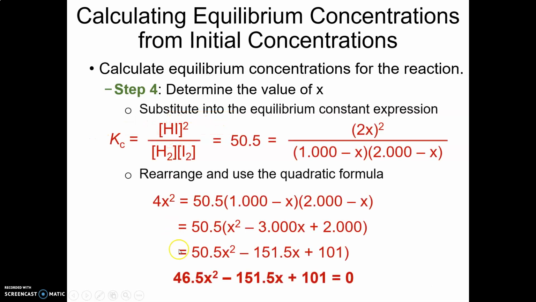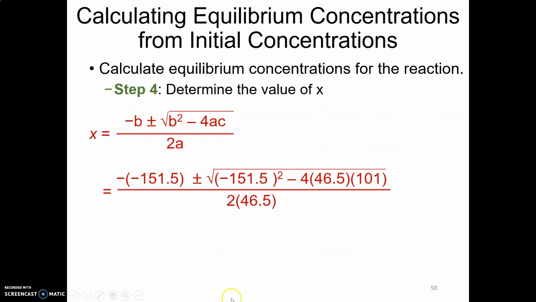And if we go back to this equation, remember a is the number associated with x squared, so a is 46.5. B is the number associated with the x, so negative 151.5. And C is just the number, so positive 101. So the next thing you would do, so here's your negative, and then your b is actually negative, so this becomes positive, plus or minus the square root of the negative squared is going to become positive, minus 4 times AC divided by 2a.